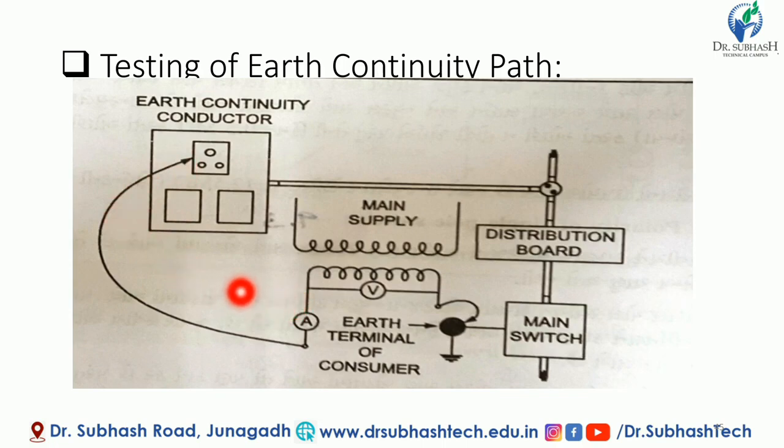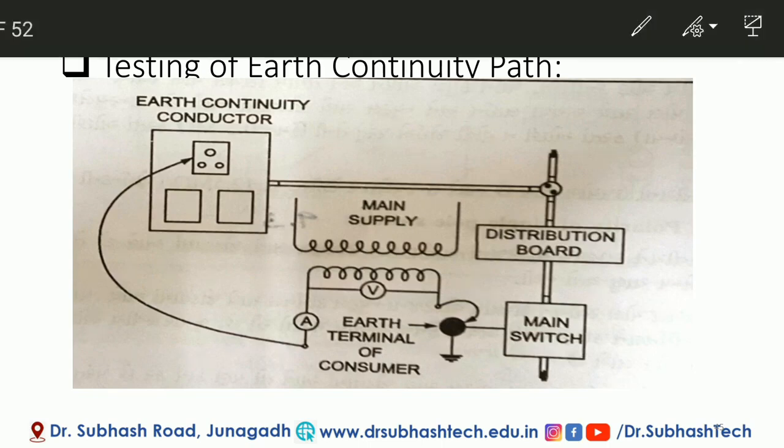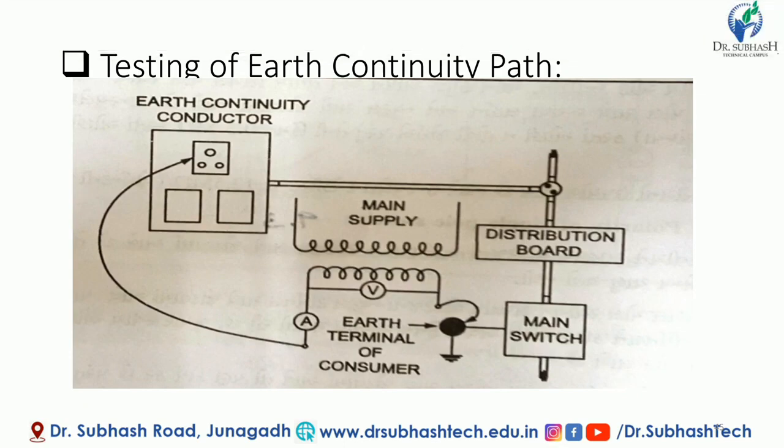Earthing is provided for the application or for the supply system. Testing of the earth continuity path is conducted. Here you can see the main supply and earth terminal of the consumer are given to the distribution board, and the main switchboard is there, right?